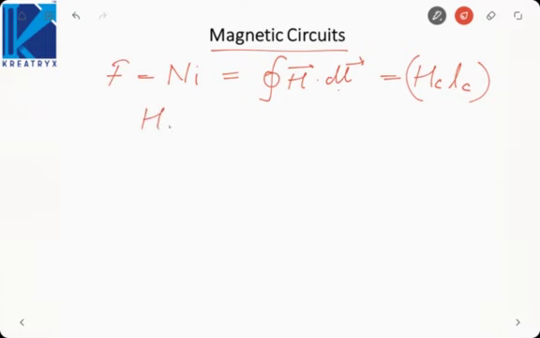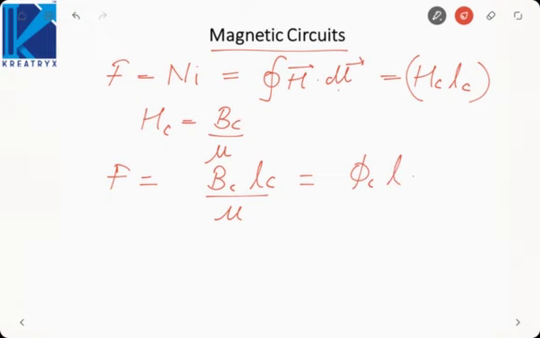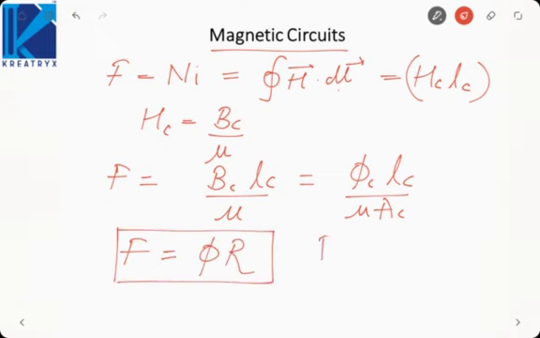Now we know Hc will be nothing but Bc by mu. So I can say F is equal to Bc Lc by mu. Bc is nothing but phi c Lc by mu Ac. So what I can say, MMF is equal to flux into reluctance, where reluctance is nothing but Lc by mu times Ac.